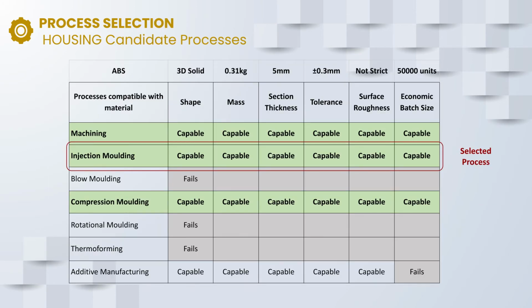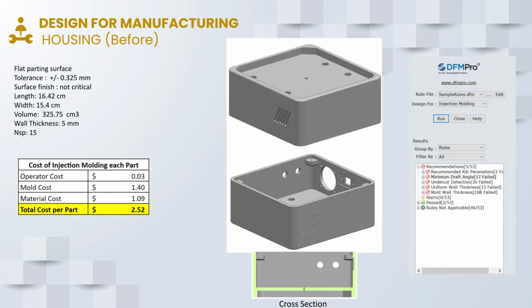The housing was to be made out of ABS. Based on the size, dimension, tolerances, and batch size, we narrowed down the manufacturing processes to machining, injection molding, and compression molding. In the end, we chose to injection mold the housing. The current housing had many issues pointed out by DfM Pro.